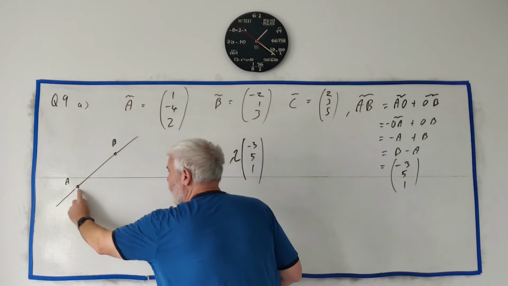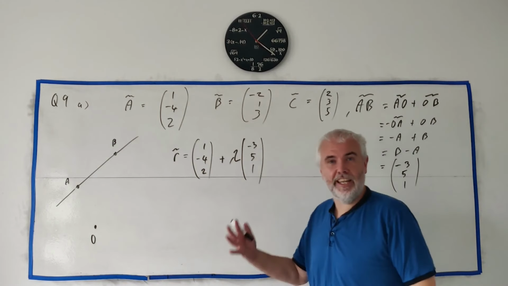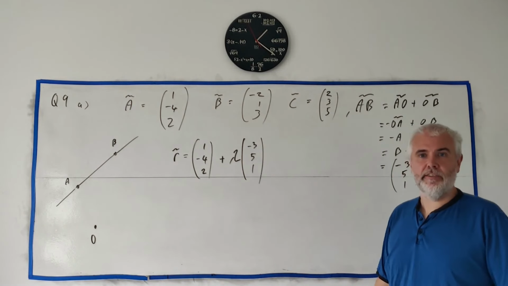You go to here and minus AB. Get you down there. It gets you anywhere on the line, this equation.